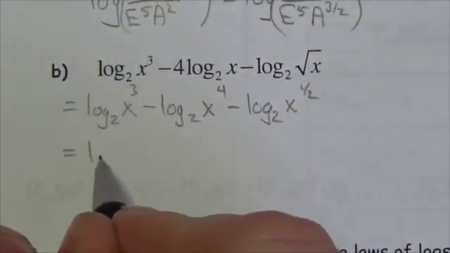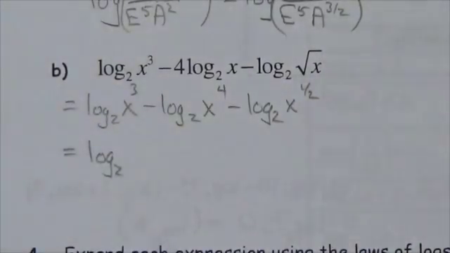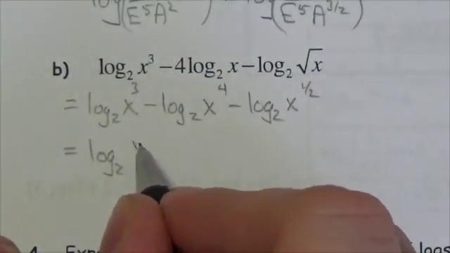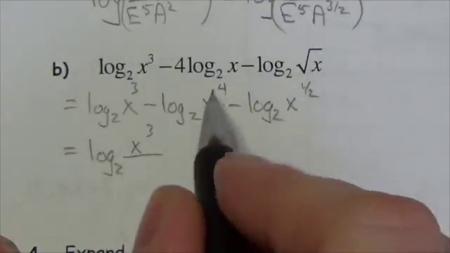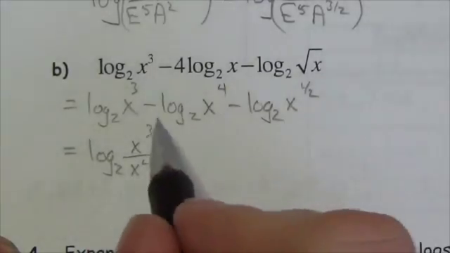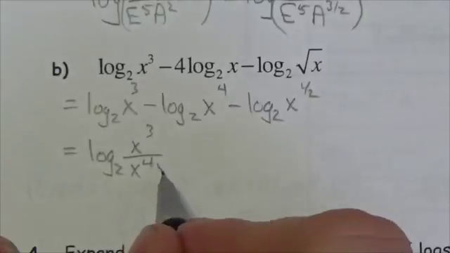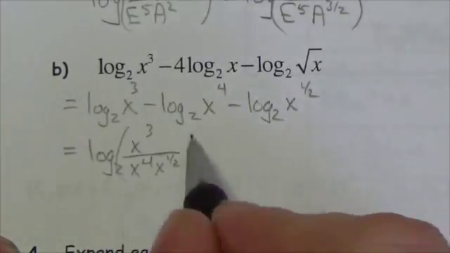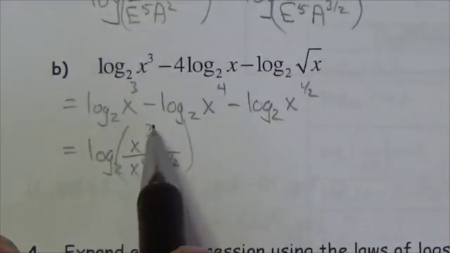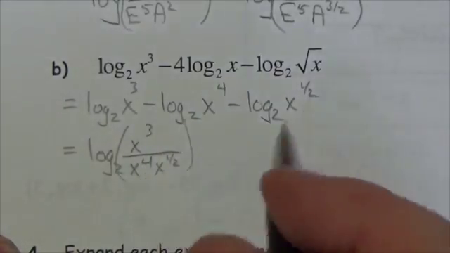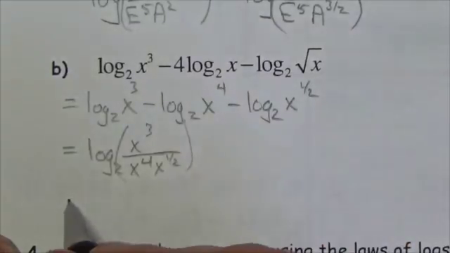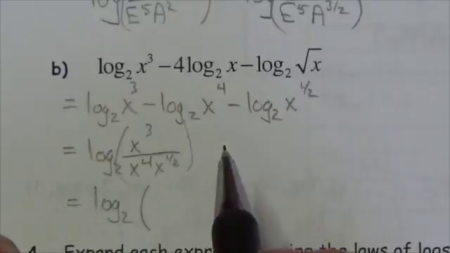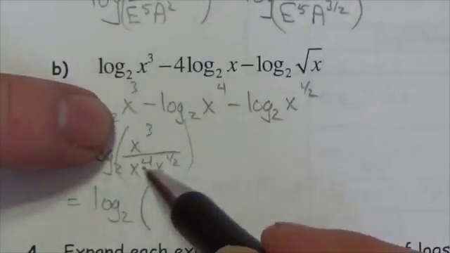My next step is to combine those into 1 logarithm. The first term here is positive, so that x cubed is going to go in the numerator. And then I'm going to put that x to the 4th in the denominator because of the negative, and I'm going to put the x to the 1/2 in that denominator because it's also negative there. So this becomes the log base 2 of x cubed over x to the 4th times x to the 1/2.